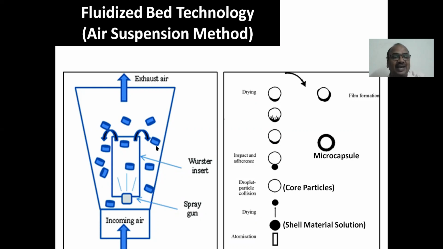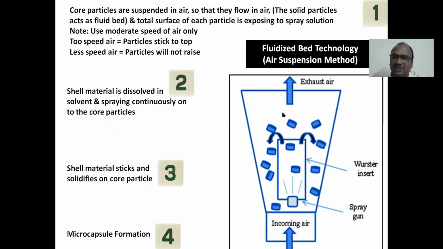So these core particles will be moving like this. Whenever it is moving here, what happens? See here, shell material solution, core particle. The shell material hits the core particle and it spreads slowly. See here, slowly it spreads. And finally the microcapsule is formed. This is the process, the same thing I have explained.